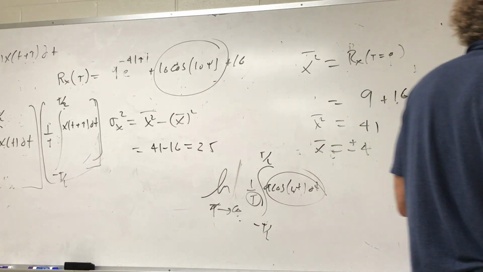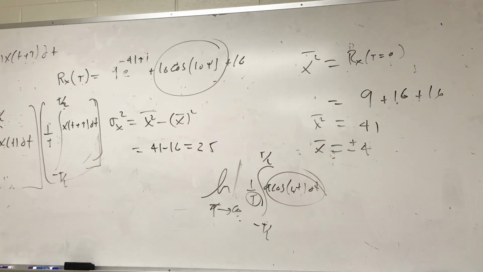Anyway, the answer should be plus or minus 4 for the average value on this one. This is square root of 16. And the variance, unless I did something wrong, is 25, and I hope that math works out.